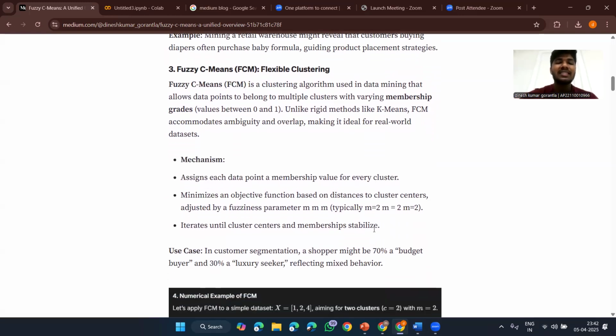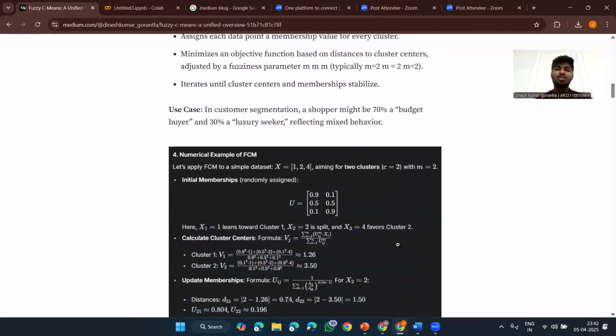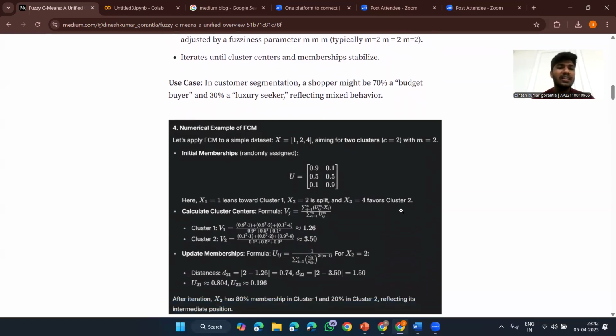In this mechanism, it assigns each data point a membership value for every cluster. It minimizes an objective function based on distance to cluster centers, adjusted by a fuzziness parameter m, typically m is equal to 2. It iterates until cluster centers and membership stabilize. Use case: customer segmentation, where a shopper might be a 70% budget buyer and a 30% luxury seeker, reflecting mixed behavior. And now we will go into the numerical example.